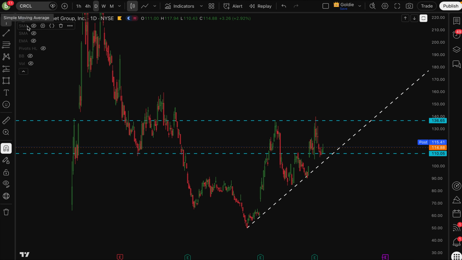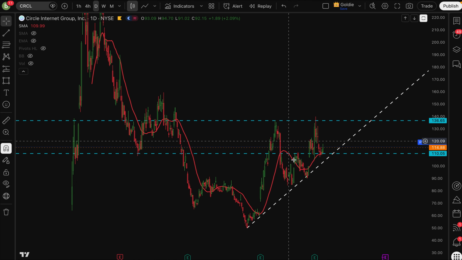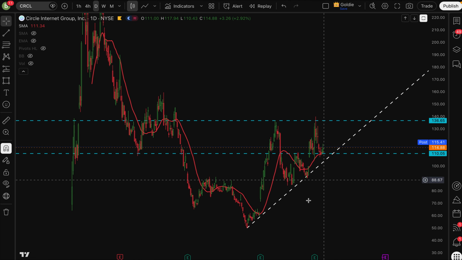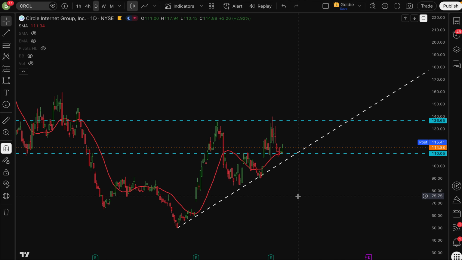But let's add some indicators. We're at about 3 minutes and 50 seconds. I'm going to add the 20 MA. The 20 MA lets me know if I'm in a bullish trend, and it also becomes a moving, dynamic point of support.